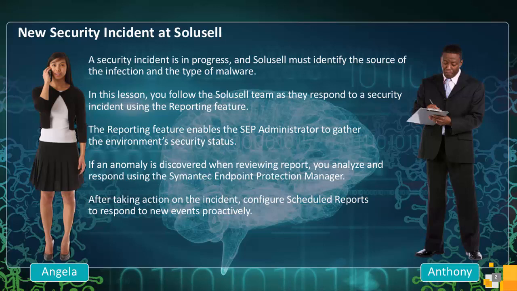A security incident is in progress, and Solucell must identify the source of the infection and the type of malware. In this lesson, you follow the Solucell team as they respond to a security incident using the reporting feature. The reporting feature enables the SEP administrator to gather the environment's security status. If an anomaly is discovered when reviewing a report, you analyze and respond using the Symantec Endpoint Protection Manager.